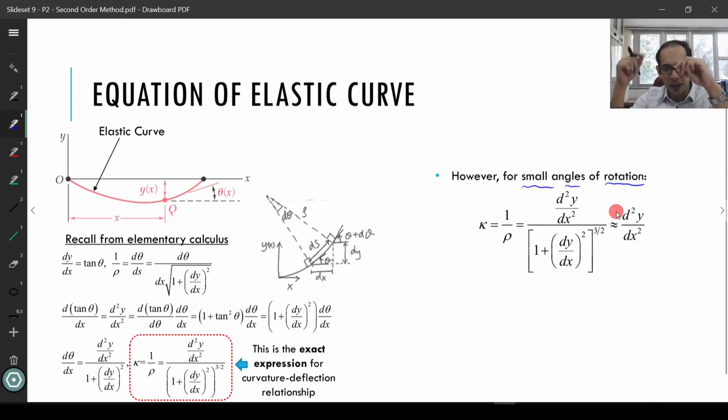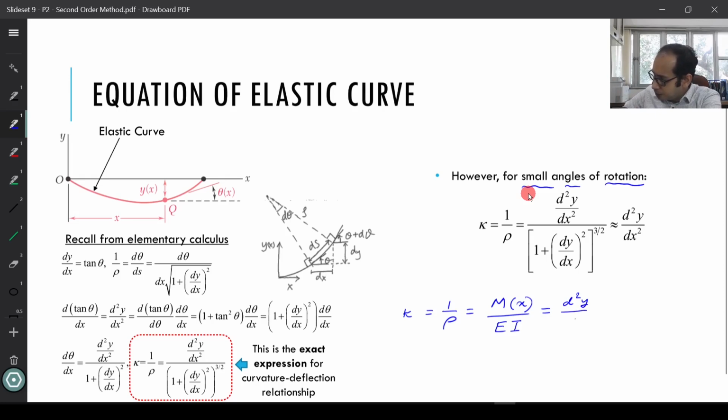So now if you tie the loose ends back together, what do we get? We had already seen that our expression for kappa equals 1 over rho, and also we had seen it is equal to M(x) divided by EI. This is from the previous discussion that we had. Now this is also d square y by dx square. Remember, this expression is strictly valid for small deflections. If you're looking at large deflection problems, then you have to start with this elaborate equation that you see over here. So for small deflection, this holds true.